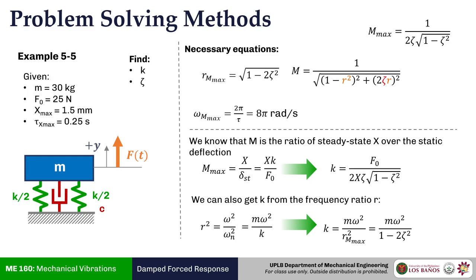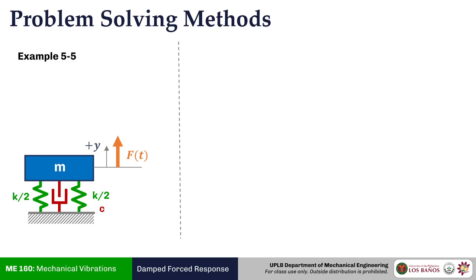Okay, sorry about that. So, ito na. Yun nga, balik tayo dito sa ating problem. So, stiffness, may dalawa tayong equation for stiffness K. Equate them together and solve for zeta. So, everything else sa equation na to ay alam na natin.